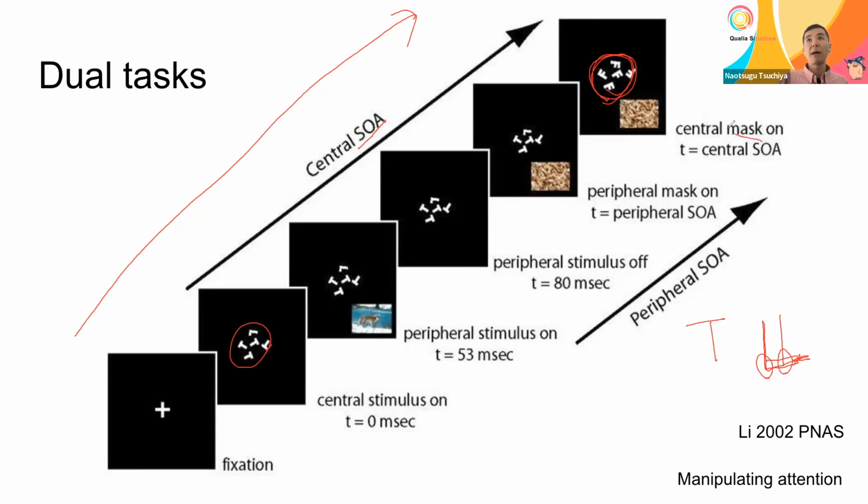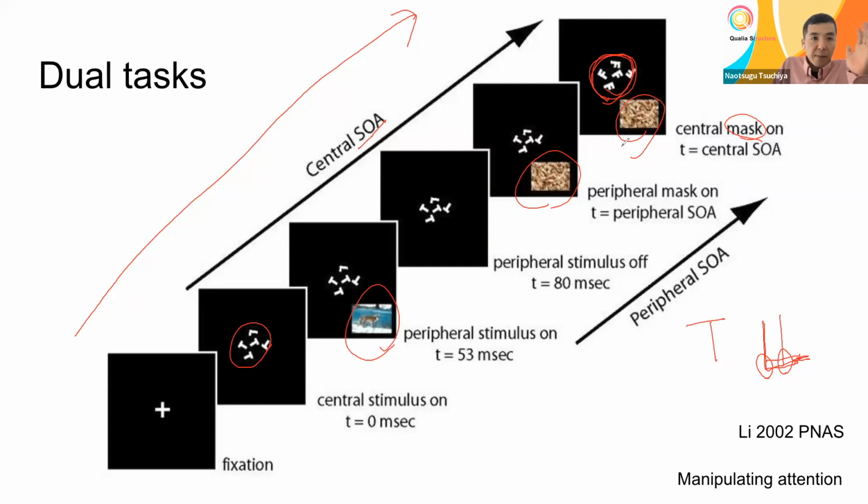So this is a central mask. And then at the same time, we present some kind of target stimulus in the periphery. So here is a photograph of animals. And then that one is also followed by some mask image. This can differ study to study.